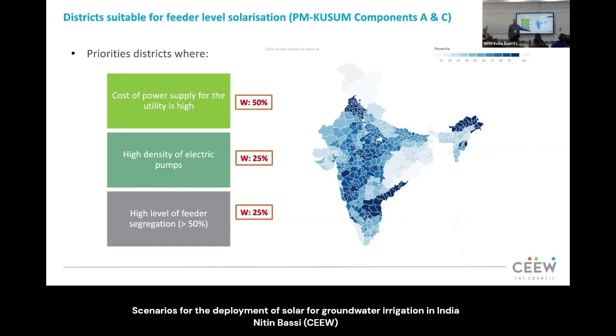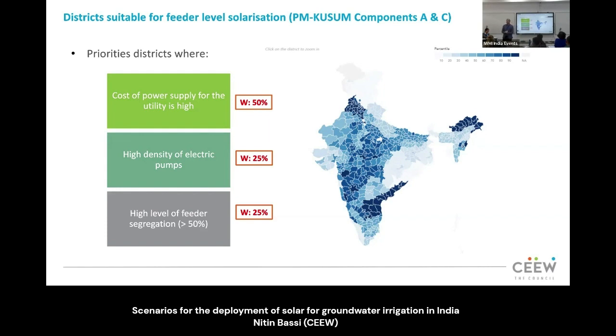So that is why you see areas like Andhra and also some parts of Karnataka where the feeder separation has been undertaken at a large scale, and also the cost of electricity supply is very high. Gujarat is also one state where the feeder segregation has happened, but it doesn't figure here because of the low cost of power supply in comparison to other states. And here we have given 50% weightage to it. So you can tweak these weightages and see how the results vary.